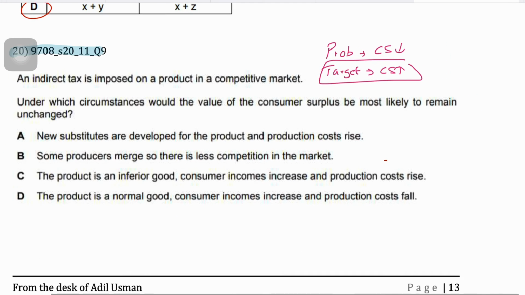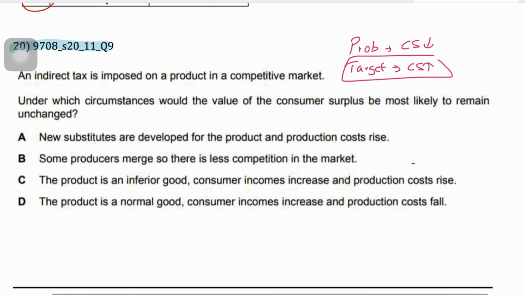Option A says new substitutes are developed for the product and the production cost rises. If the production cost rises, your supply will fall, which will increase the price, and that will cause a decline in consumer surplus. So again, our target will not be achieved. Option B says some products merge, so there's less competition. If competition declines in the market, that monopolizes the market, which creates the potential to increase prices, and that again means consumer surplus will decline.